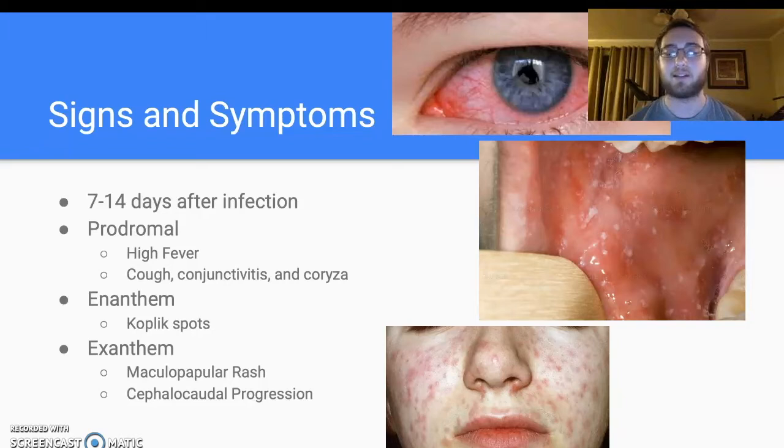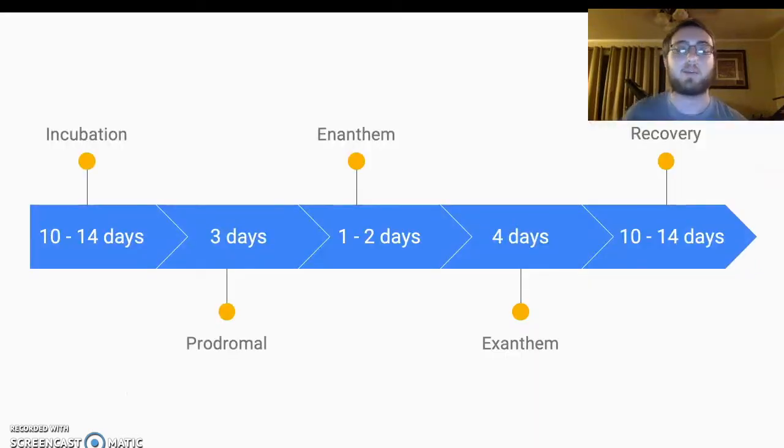And this is followed by the exanthem stage. This is where we see the external rash, and it has a cephalocaudal progression, meaning it starts at the head and works its way out to the extremities. And then here we have the timeline for the disease.